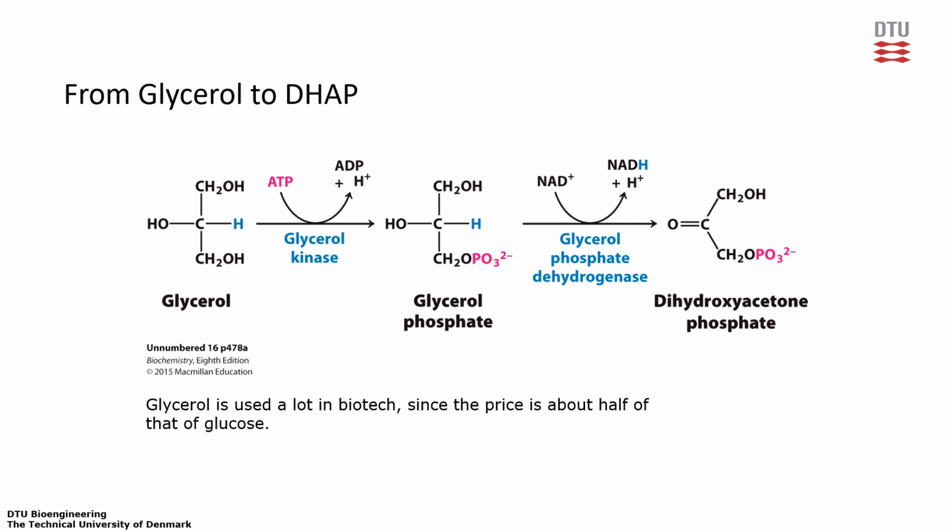So how can it be used? Well, first we have the glycerol kinase, which makes glycerol into glycerol phosphate. So here we use one ATP to make the phosphate group here, and the glycerol phosphate dehydrogenase then turns the glycerol phosphate into dihydroxyacetone phosphate. And this then enters into gluconeogenesis or glycolysis depending on the levels of the ATPs.